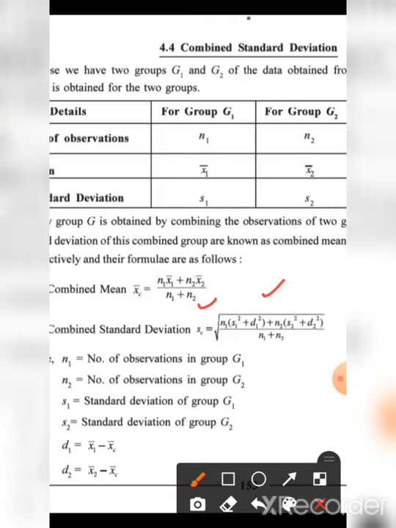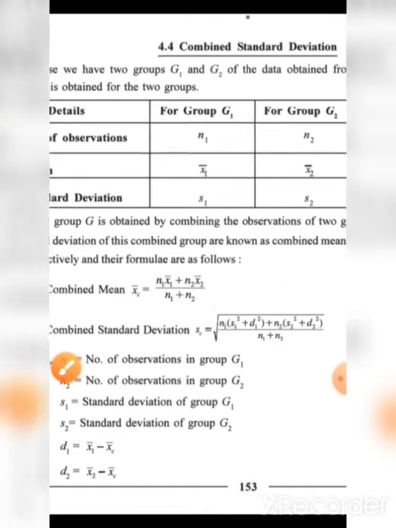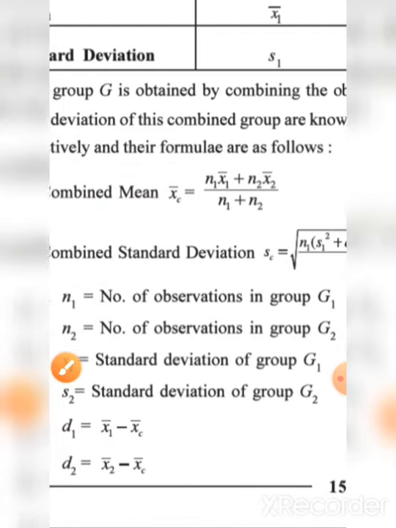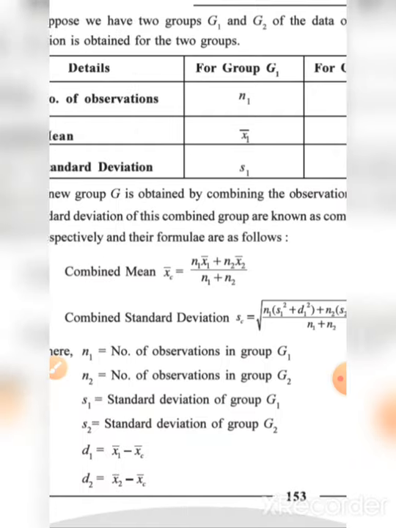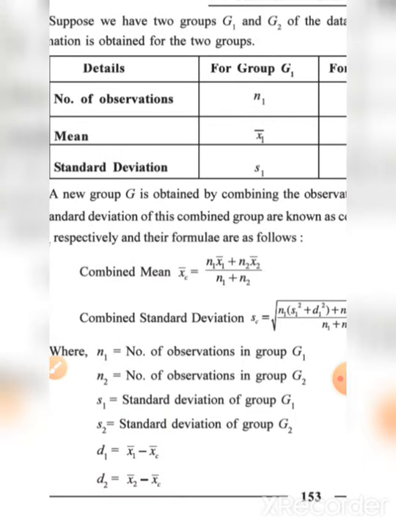Now we are going to see what we mean by n1, n2, s1, s2, d1 and d2. While we talk about n1, n1 is the number of observations of group 1, as we discussed that there are two groups. n2 is the number of observations of group 2. s1 is the standard deviation of group 1 and s2 is the standard deviation of group 2. Now you know how to find standard deviation as we have done it earlier. Now we are going to see what we mean by d1 and d2.